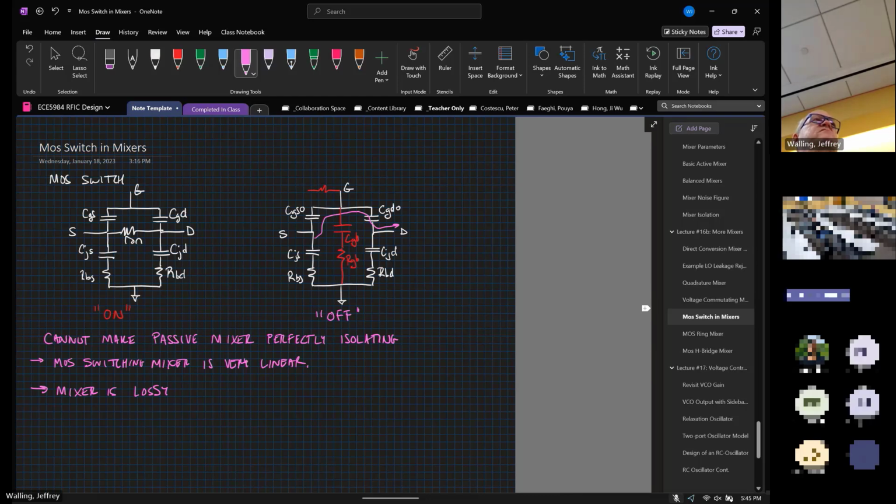Now, when the transistor is off, that small resistance between the source and drain becomes a very big resistance. And ideally, we don't have any connection path between the source and the drain. But in reality, there is this parasitic leakage path that goes through CGSO, CGDO, and can leak through to the output. So it's hard to make the switch completely isolating, so that when we turn it off, it's not transparent. And that impacts the linearity of the mixer and also increases the loss of the mixer.